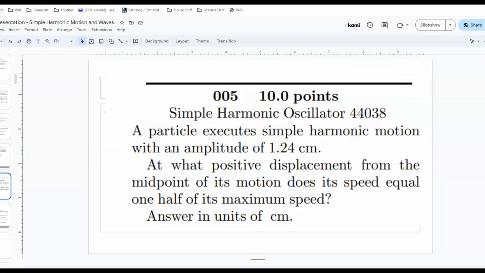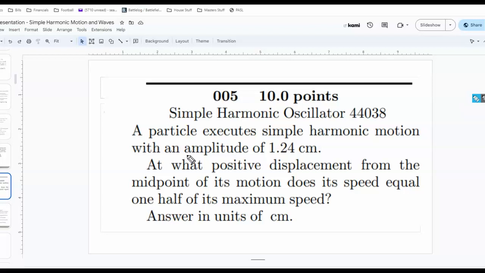This is kind of a tricky question from the quest homework. So if you want to pull up the quest, now's the time to do it. But let's take a look at this question. The question says a particle executes simple harmonic motion with an amplitude of 1.24 centimeters. At what positive displacement from the midpoint of its motion does its speed equal 1/2 of its maximum speed?